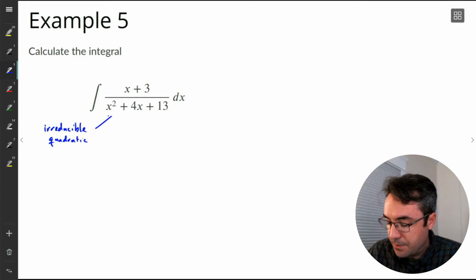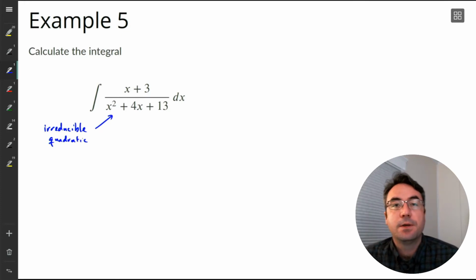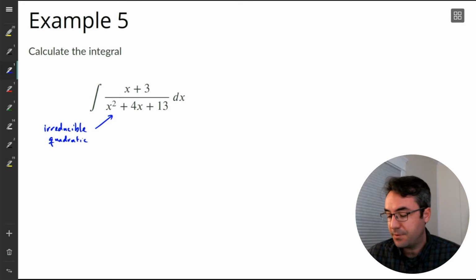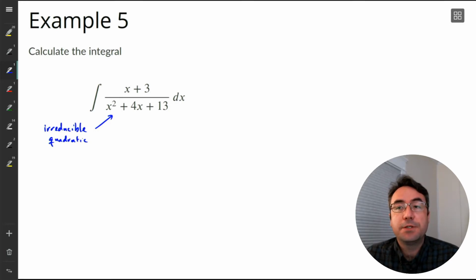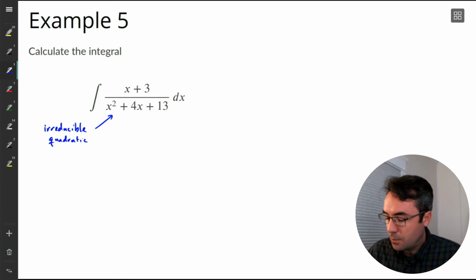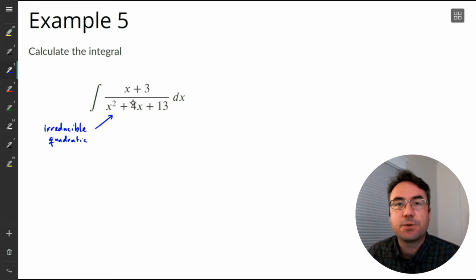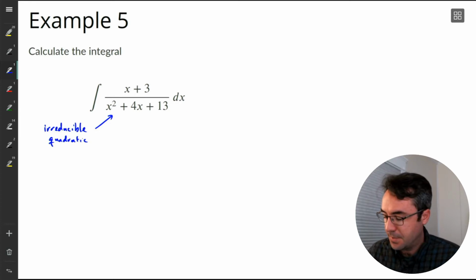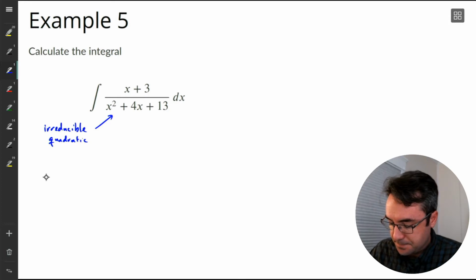And you could check that with the quadratic formula if you want. Doesn't factor any further. All right, so how are we going to do this? It's also not one of those forms. It's not x squared plus a squared. We have something else in here, this 4x, that we have to adjust for. And so we're going to use completing the square on this denominator. So let's see how this is going to look.